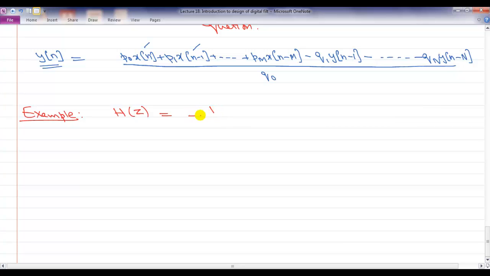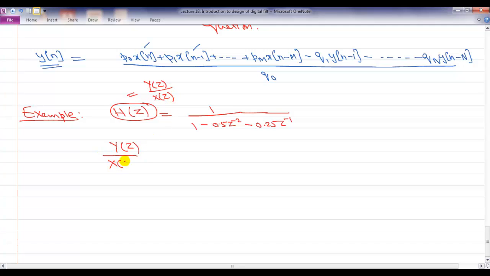It was 1 over 1 minus 0.5 z to the minus 2 minus 0.25 z to the minus 1. Now, you use that to convert it into a difference equation. You can do it more formally the way we did it. You will get basically y of z. When I write h of z as y of z over x of z, I get 1 minus 0.5 z to the minus 2 minus 0.25 z to the minus 1.